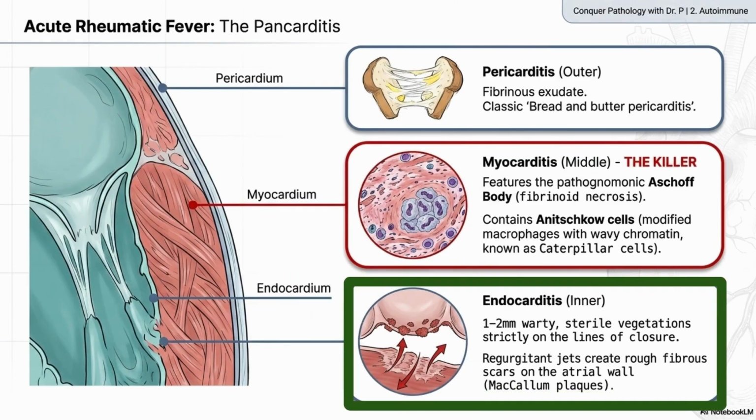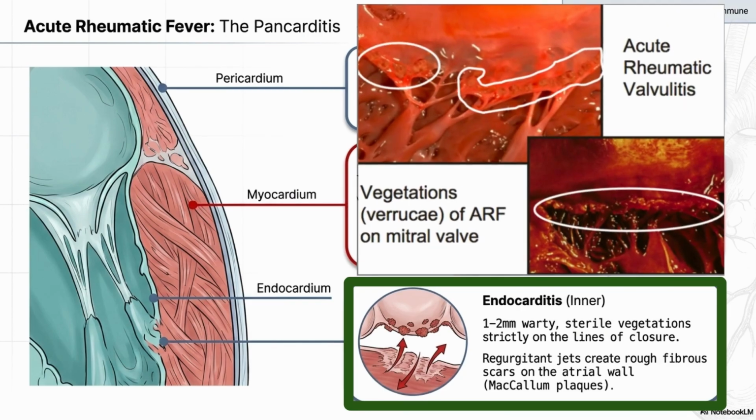In the endocardium, the inner layer, we see endocarditis. This presents as 1 to 2 mm warty, sterile vegetations located strictly on the lines of closure. The resulting regurgitant jets create rough fibrous scars on the atrial wall known as MacCallum plaques.